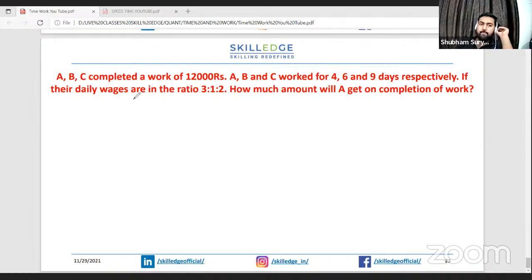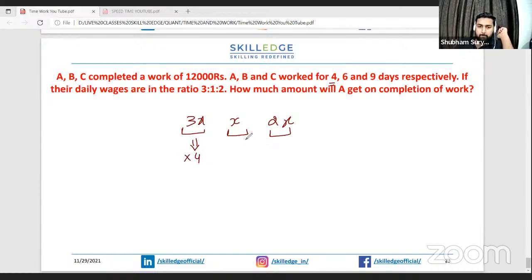ये तो समझ में आ गया होगा कि daily wages are given in the ratio of 3:1:2, so you can assume it as 3x, x and 2x guys, है ना? So this is what you have been given as your daily wages. Okay. Now A is working for 4 days, so its amount has to be 3x per day. So for 4 days it has to be 3x into 4.